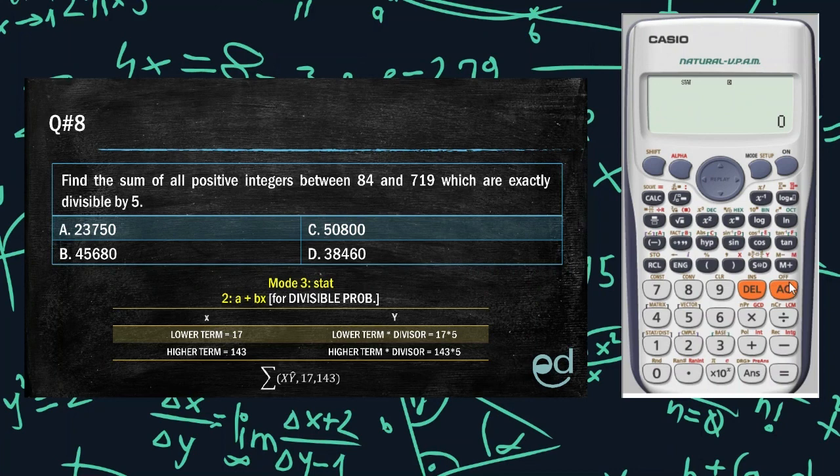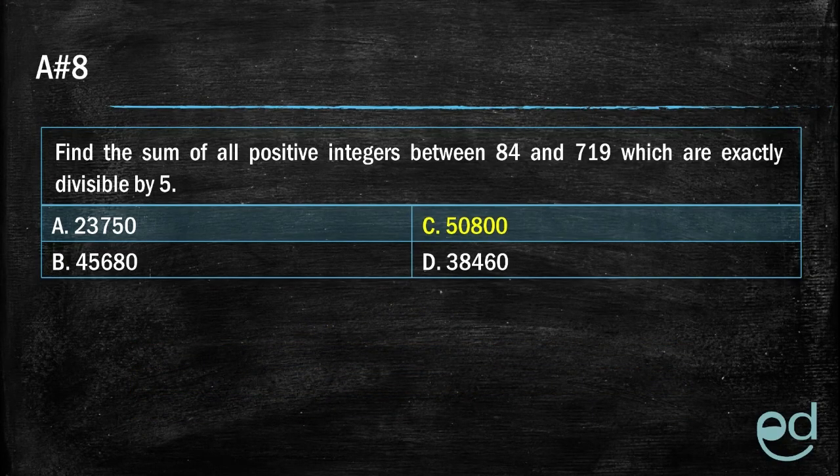Since we are finding the sum of all positive integers, we will use summation of x, y hat from lower term to a higher term, which is equal to 17 and then 143 respectively. And the answer is 50,800. So let's check our answer. The correct answer is letter C, 50,800.